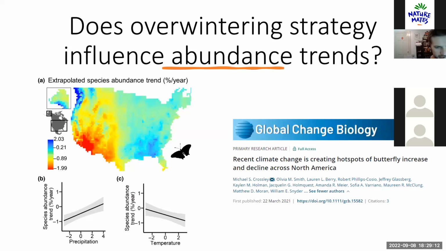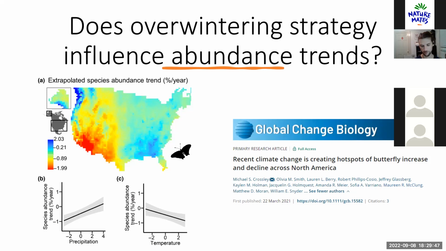And I have one more sneak preview about work that we've been working on that I want to talk about before ending the talk. We just talked a bunch about how overwintering strategy is important to phenology, and that has been known in an absolute sense. And we just demonstrated that overwintering strategy is also important in an interaction between that trait and time. But does overwintering strategy also influence abundance trends?